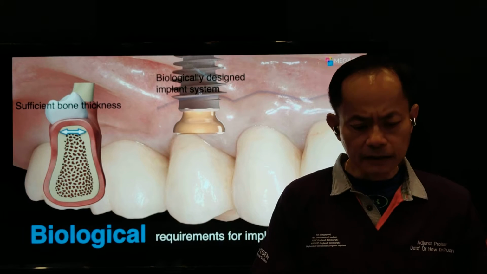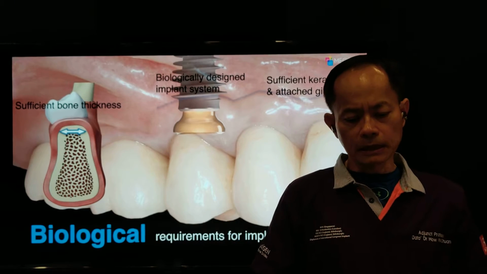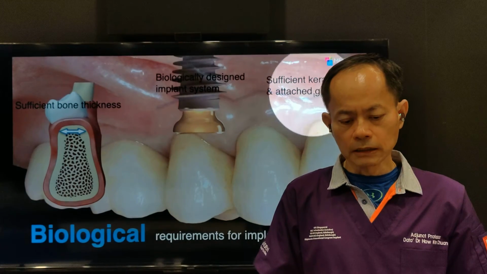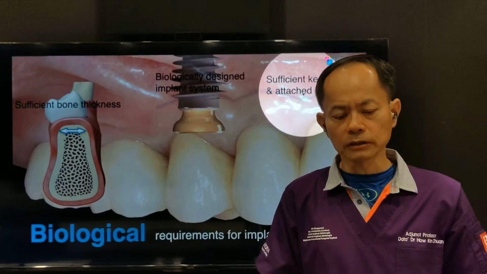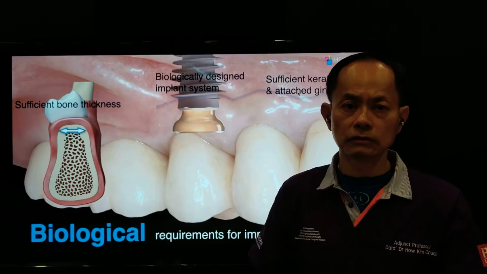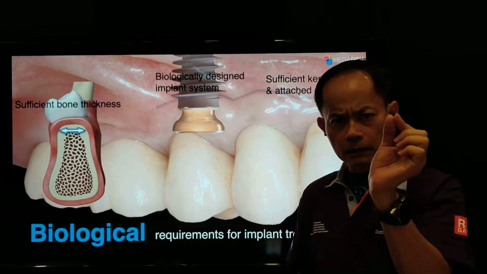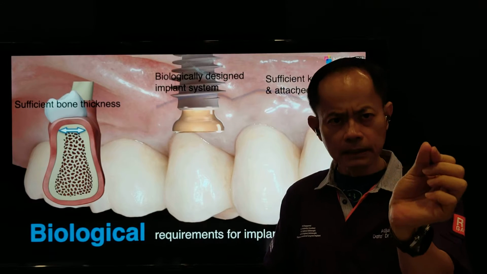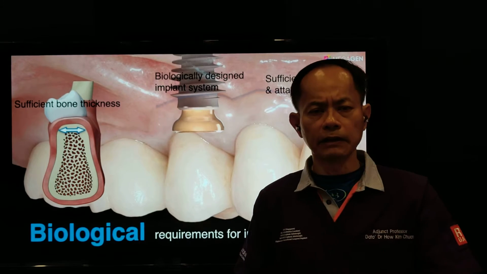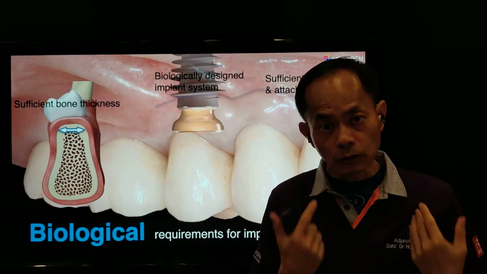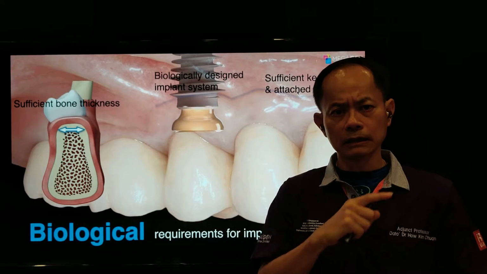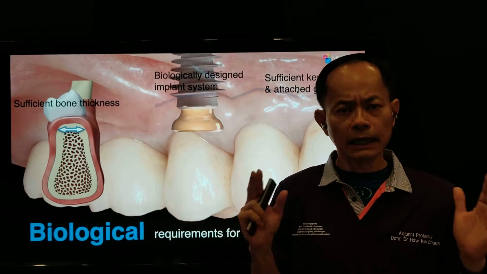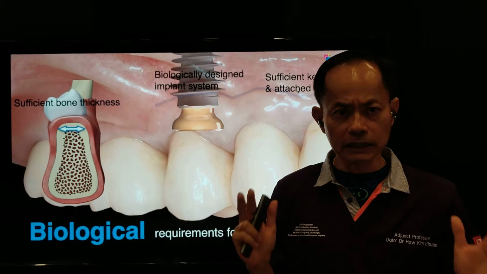So the third factor is about our periodontium. We look into whether we have sufficient keratinized and attached gingiva. What it means is whether our gum is thin, medium, or thick, and whether it is keratinized or non-keratinized. This is a very important aspect in the long-term maintenance of the gingival health of the teeth as well as the implant.